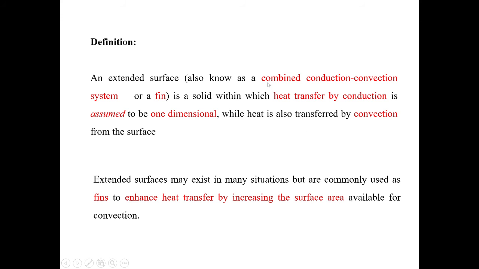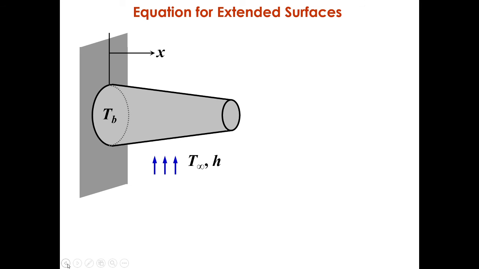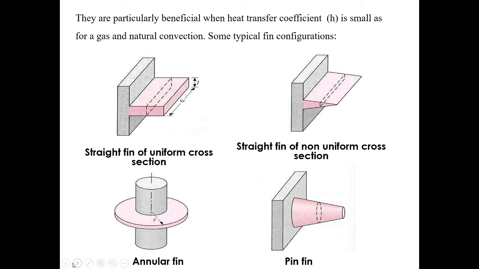Please note the highlighted, or red marked, words. They are particularly beneficial when the heat transfer coefficient is small, as for a gas and natural convection. Some typical fin configurations are shown here, which we have already discussed in previous slides.